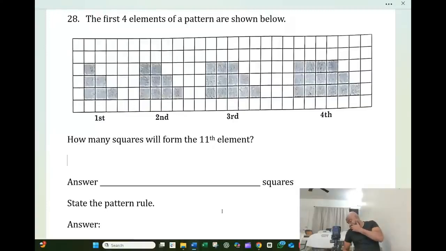$11, $10, $9. Now that $11, $10, $9 is looking wrong. $11, $10, $9, $9.